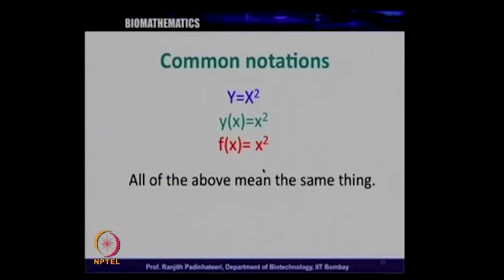This all means that y varies like the square of x. So, the y or the function f varies like the square of x. As you see in different books, you would see different things, but please understand that they all mean the same thing.